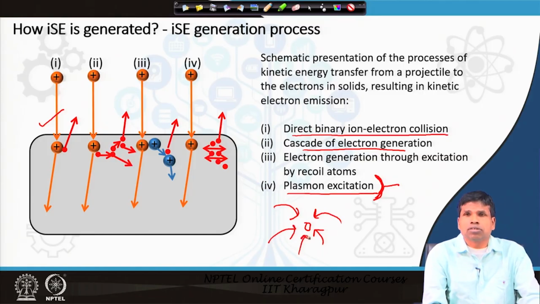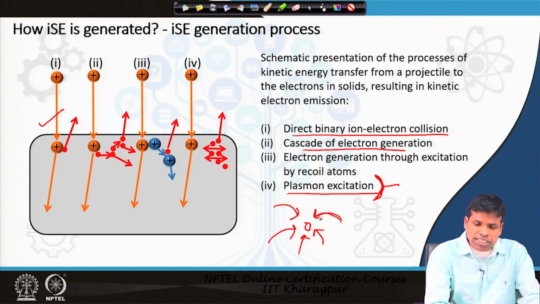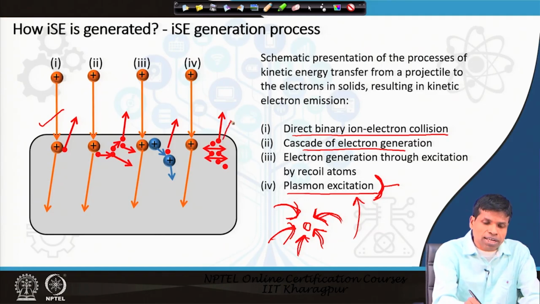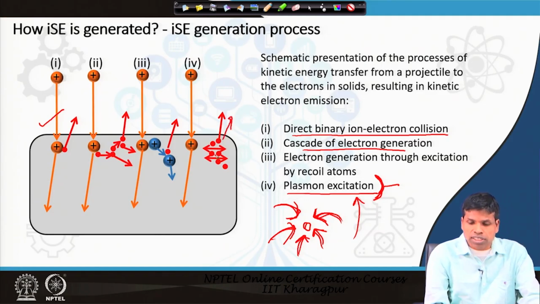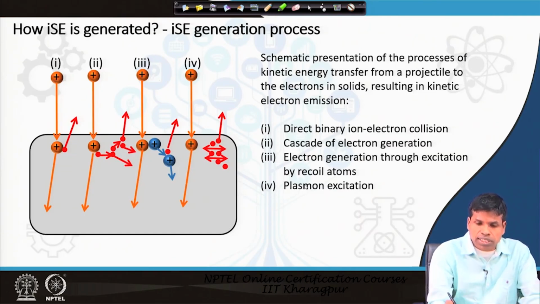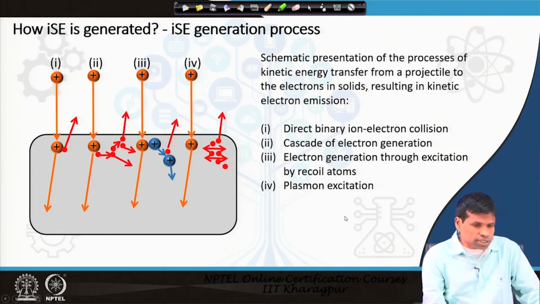Once many electrons try to shield this hole, electron gas oscillation will occur. Due to many electrons coming to shield that hole, electron oscillation occurs, and that produces plasmon excitation. When this happens, the oscillation produces an electron; that is the plasmon excitation. So, these are the four different ways that secondary electrons can be generated from the kinetic electron emission process.